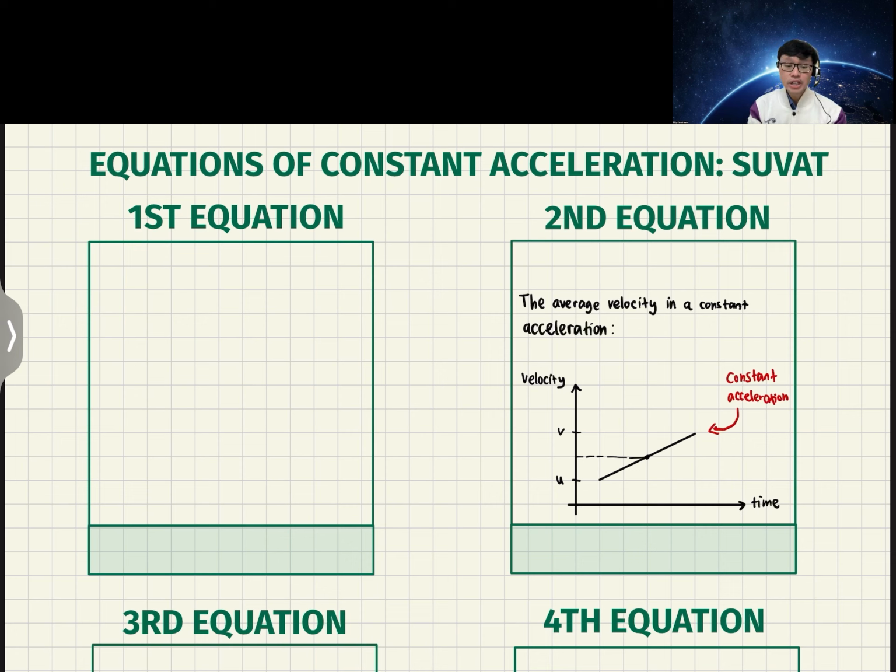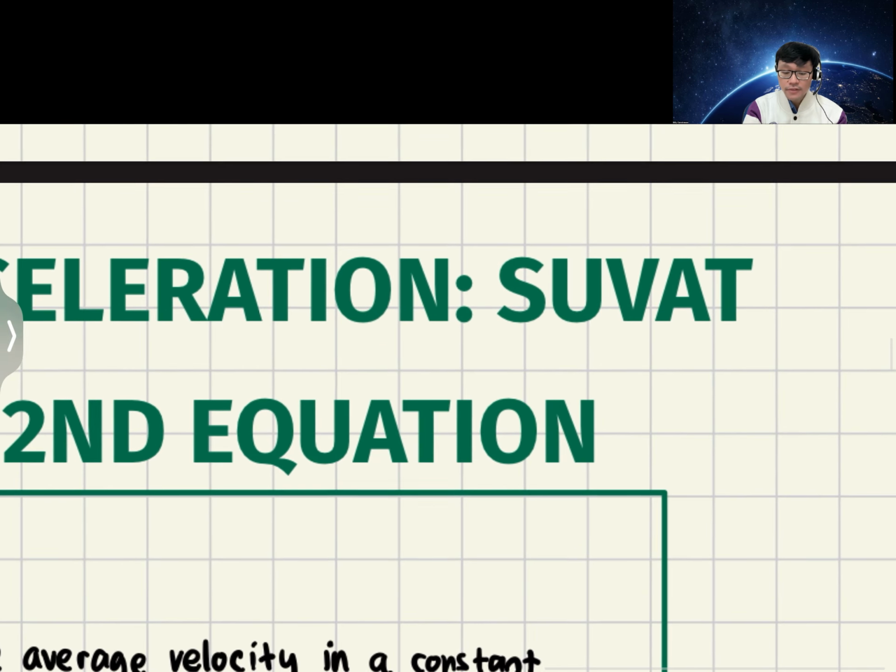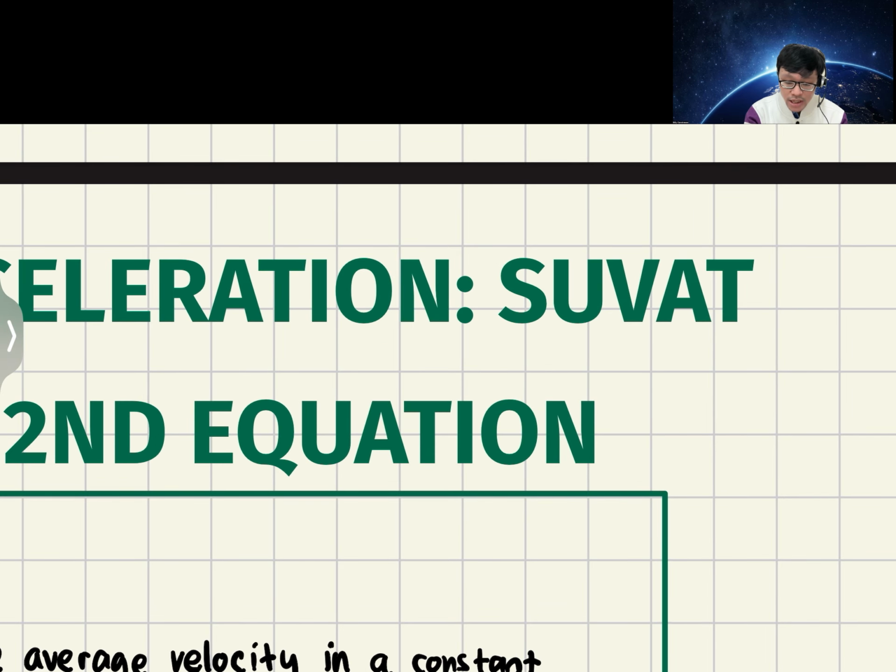In this video, we are going to learn about equations of constant acceleration. So if you have an object moving in constant acceleration, we can use these 5 equations to solve problems related to constant acceleration. This is also called SUFAT because it involves 5 variables. S for the displacement, U for the initial velocity, V for the final velocity, A for acceleration, and T for time. So let's take a look at the first equation.